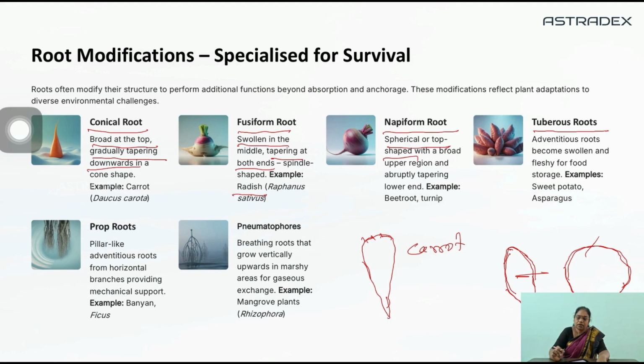Last one, gaseous exchange. For gaseous exchange, plants growing in marshy places have some roots that grow upward. These upward growing roots are called pneumatophores. These pneumatophores are used for gaseous exchange.